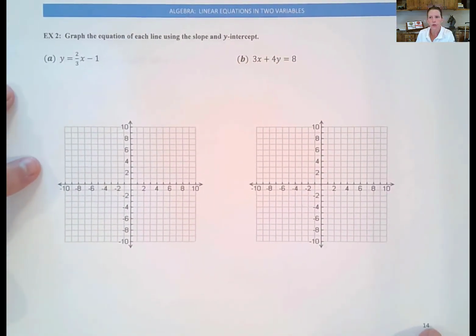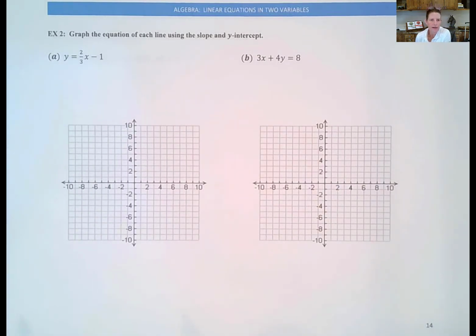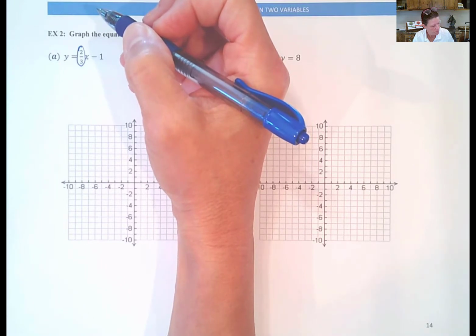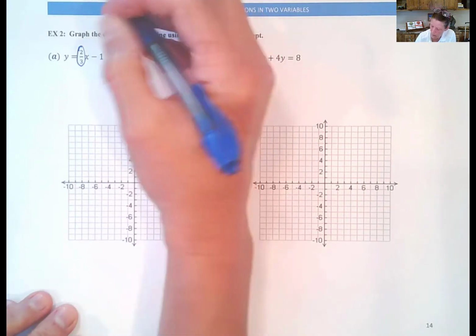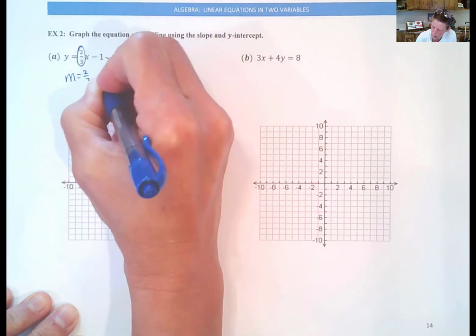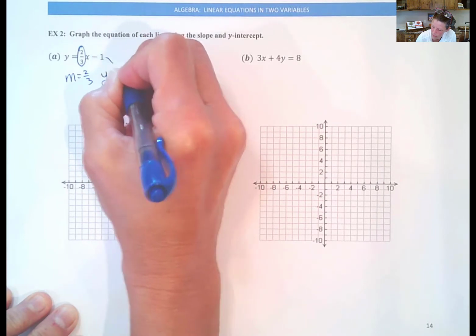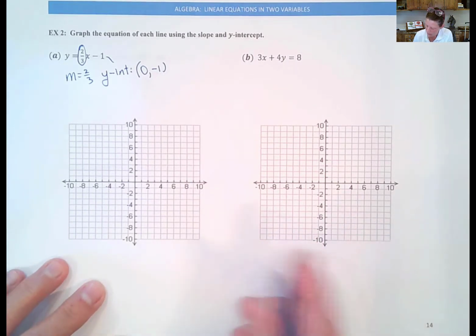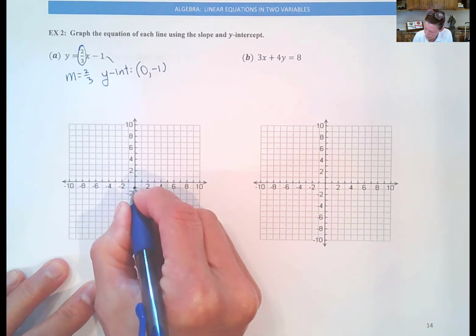Now, in example 2, we're going to graph the equation of each line using the slope and the y-intercept. So in part A, we've got y equal 2/3 x minus 1. The slope is 2/3. And our y-intercept is 0, negative 1. All right, so we're going to first find that y-intercept, 0, negative 1.